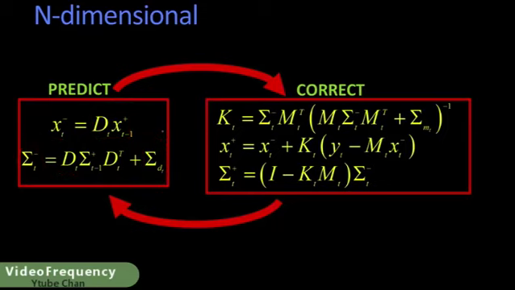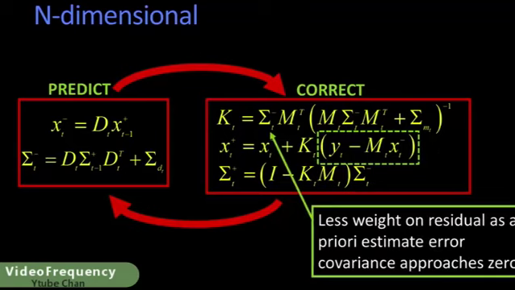And then your correction looks like the things on the right. The thing for you to notice here is, you see the quantity in the green box? This is the residual right there. And you're multiplying it by this Kalman gain matrix, all right?